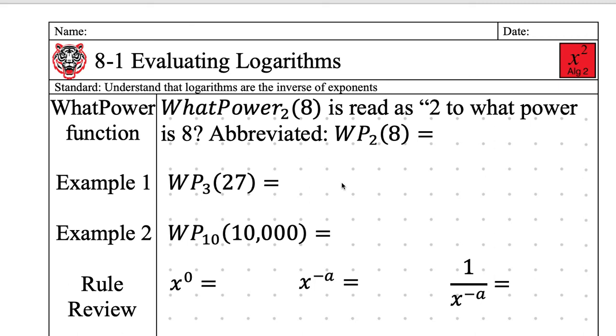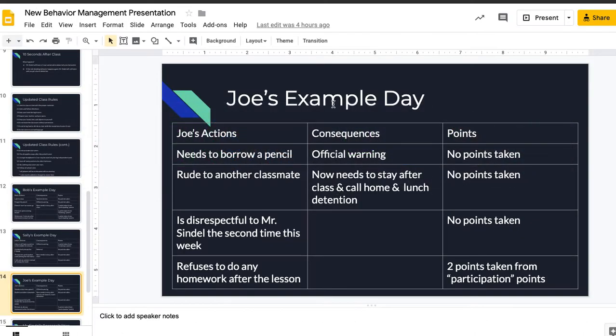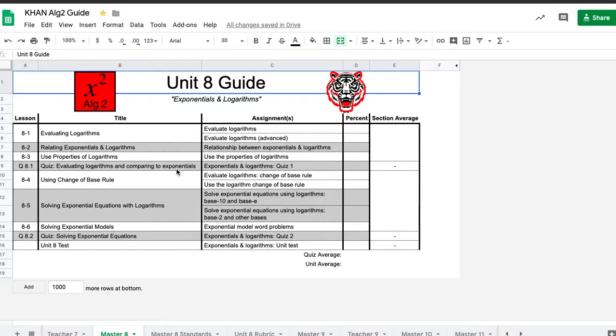All right, so we are on our new unit, Unit 8, Logarithms. So let's take a quick peek at our unit guide. Notice that we have 6 lessons, 2 quizzes, and 1 test. So again, it's kind of a short unit. It'll take us a maximum of 2 weeks to get through.